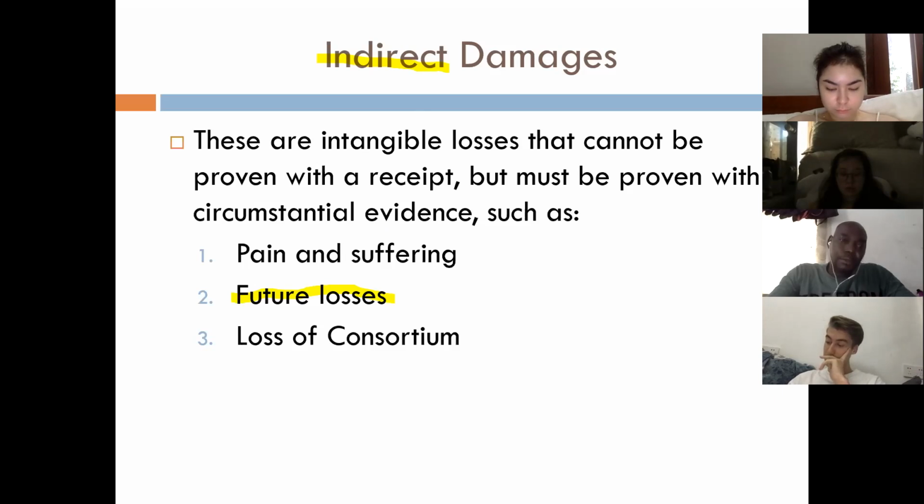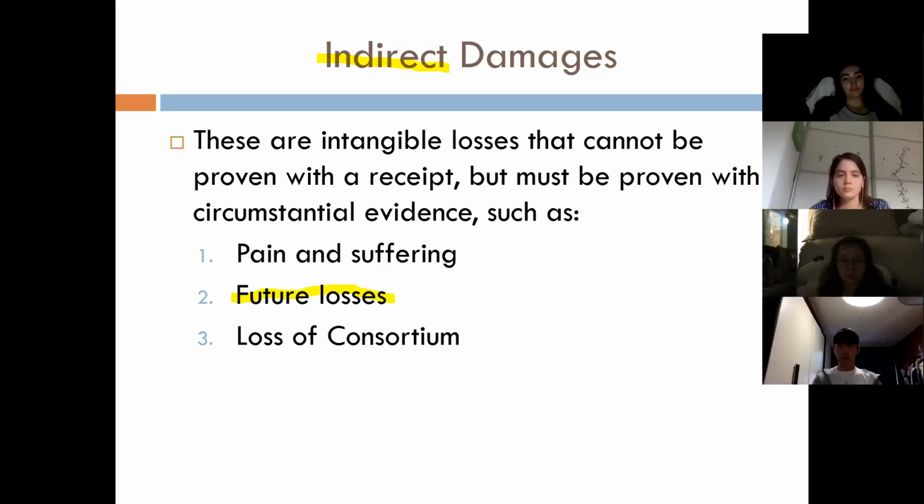And that's future loss. Loss of consortium, I've mentioned before, is where you lose the ability to be intimate with someone you love, to go to bed with your husband, your wife, your long-term partner, something like that. That is also worth money. Of course, we can't put an exact price on the cost of being physically intimate with someone, but it is worth money. So these are the three kinds of indirect damages.